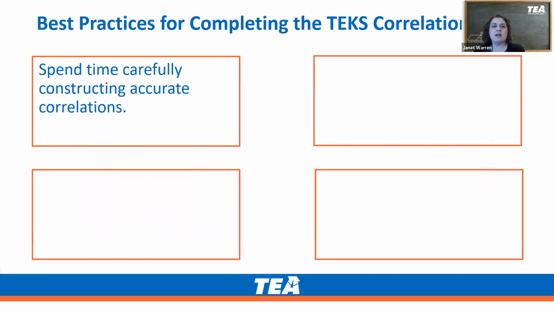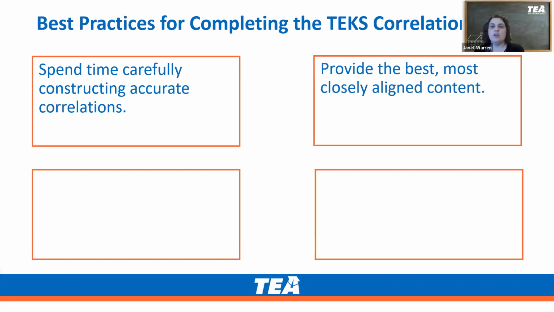Now we're going to talk about best practices for completing the TEKS correlation. It is crucial that you supply carefully constructed and accurate correlations. The state review panel uses your correlations as their primary reference as they review your instructional material. You are only able to provide a limited number of citations for each breakout. For that reason, it's important that you choose the best, most closely aligned content for every citation. Poorly chosen citations can impact your final TEKS percentage.